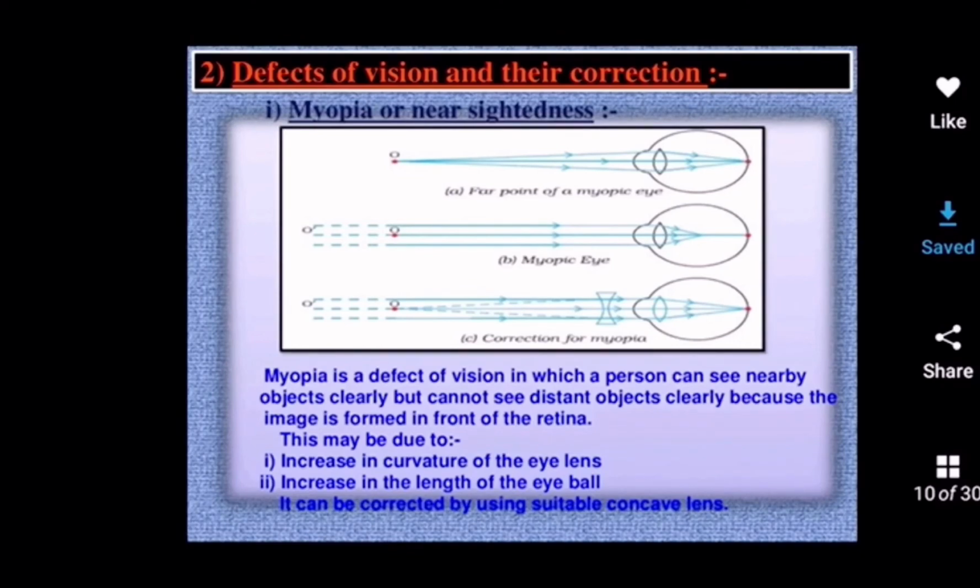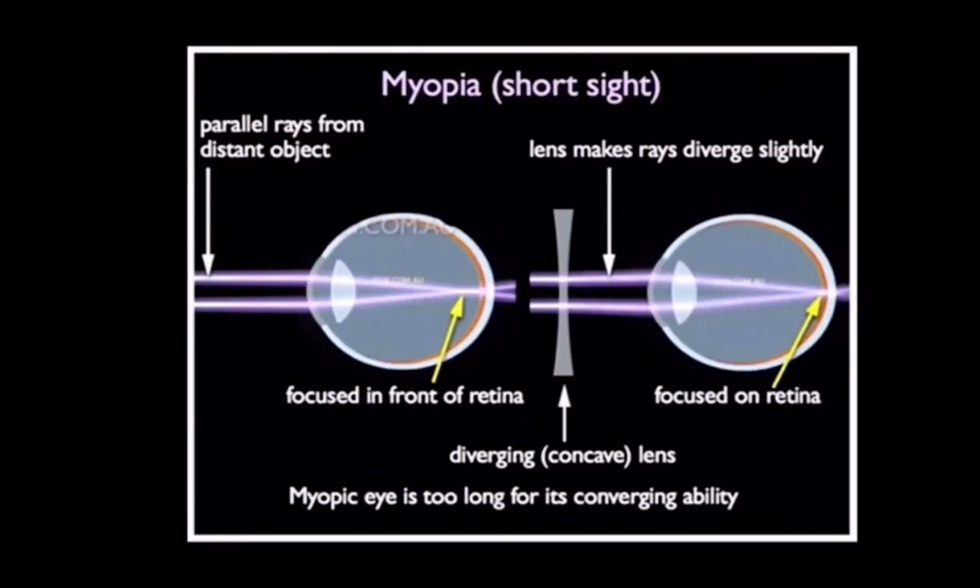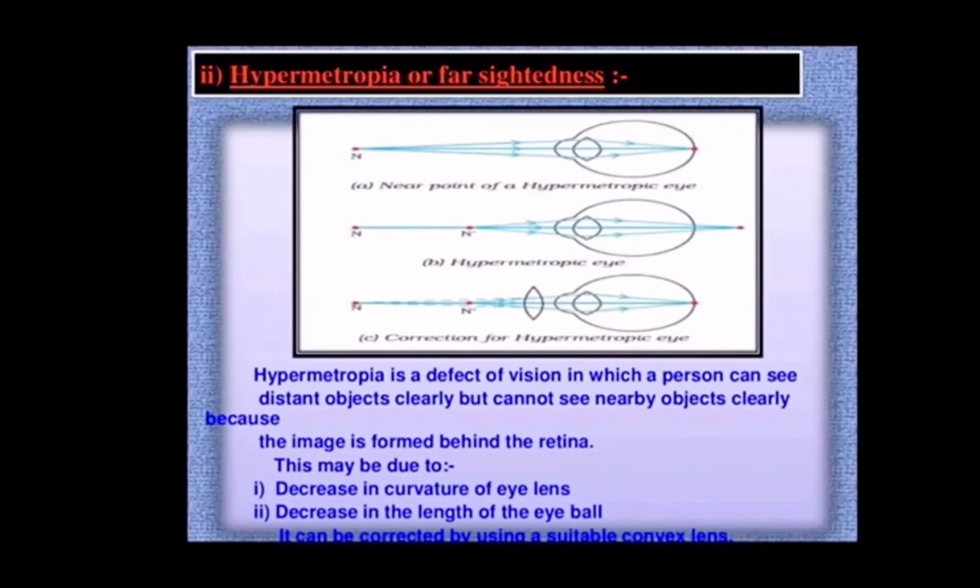This is the first defect of sight. Another way it can be explained is like this. In myopic eyes, as you can see, light rays coming from a distant object are parallel, and after refraction they meet in front of the retina. To shift them to the retina, we need to use a diverging lens, which is a concave lens of suitable focal length. Clear? Now the second defect of vision is hypermetropia or farsightedness.